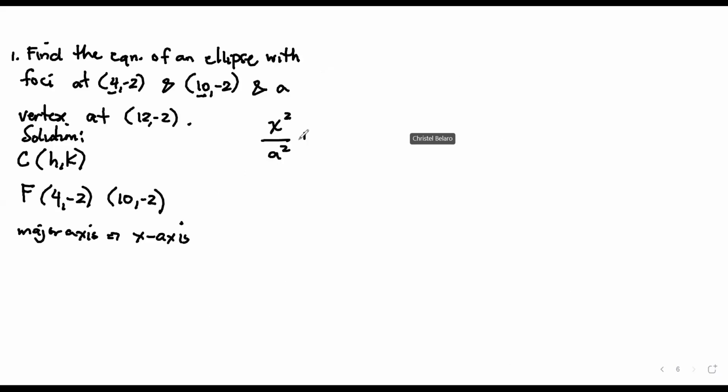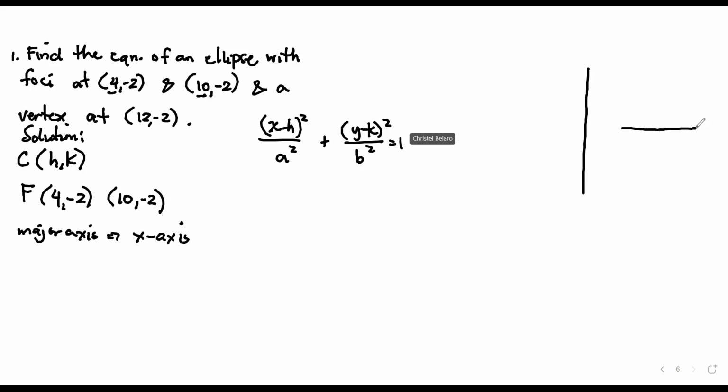Okay, so we will have, with center at (h, k), the squared of (x minus h) over a squared plus the squared of (y minus k) over b squared equals 1. Okay? And then, when we graph it for negative 2, ibig sabihin pahiga to kasi mas mahaba sa x.